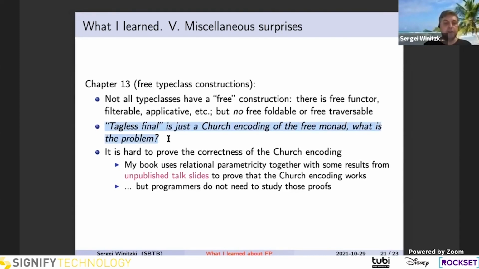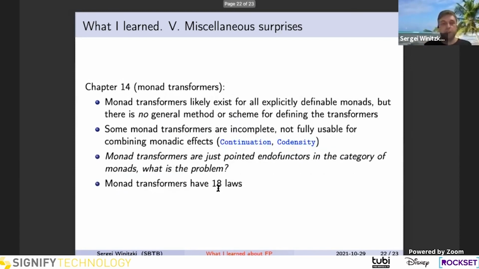Another funny thing I found, tagless final is just a church encoding of the free monad. What is the problem? Well, another joke, of course. Church encoding is a pretty difficult thing to prove that it works correctly. So I have to go through quite a lot of work to prove it. Monad transformers are just pointed endofunctors in the category of monads.